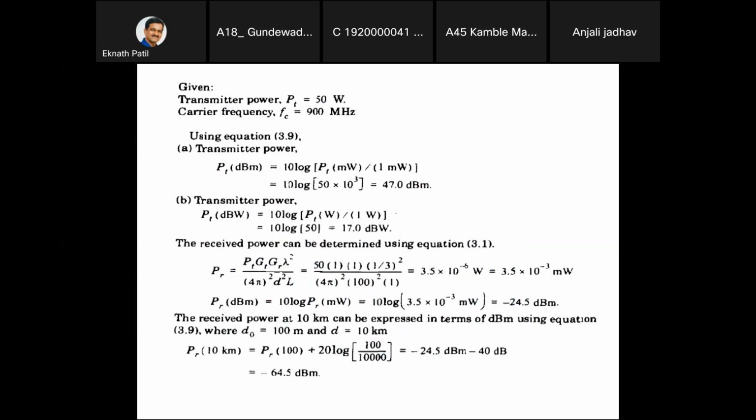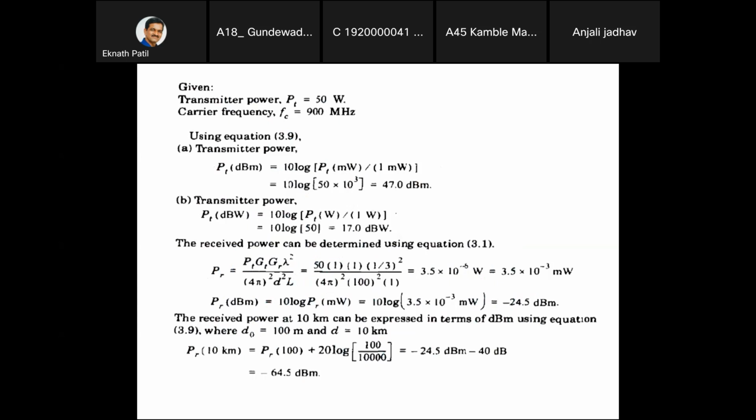PR in dBm one can calculate, that is minus 24.5 dBm. And the received power at 10 kilometer also one can calculate, where only the distance D is 10 kilometer, and one can do that particular calculation also.